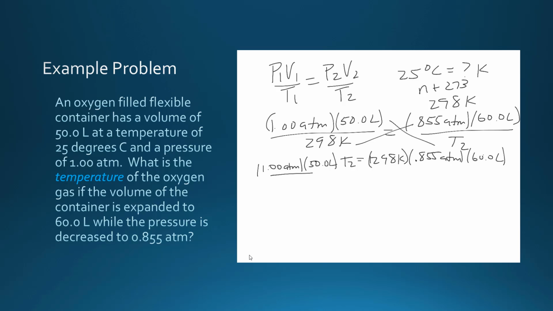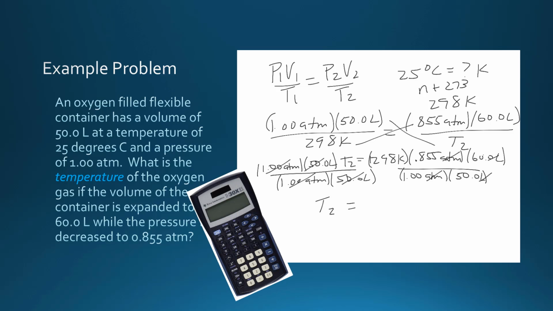I'm going to divide both sides by 1 atmosphere and 50 liters in order to isolate the variable T2. That's our unknown. You'll see on the right-hand side of the equation, both the atmospheres and the liters labels will be canceled out. This is only going to leave Kelvin as the available unit, which is a temperature unit. That means we do have this problem set up correctly.